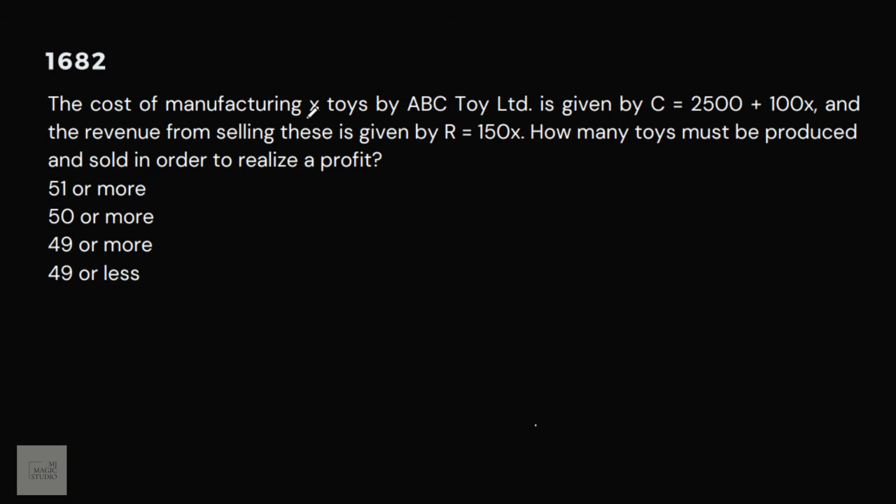The cost of manufacturing X toys by a company is given by this. This is the cost function, and the revenue from selling these is given by this. How many toys must be produced and sold in order to realize a profit? First of all, profit function is cost function minus revenue function. That will give us loss actually. So it should be revenue function minus cost function, isn't it? R minus C. Yes, profit function is revenue function minus cost function.